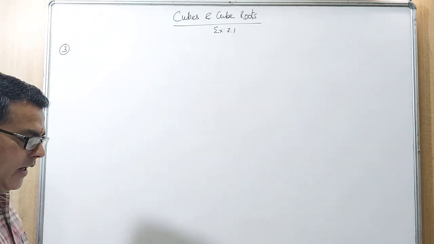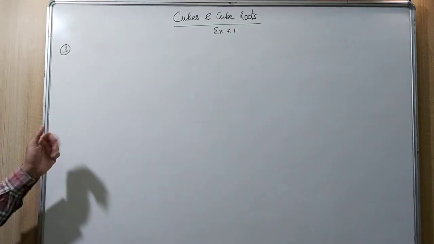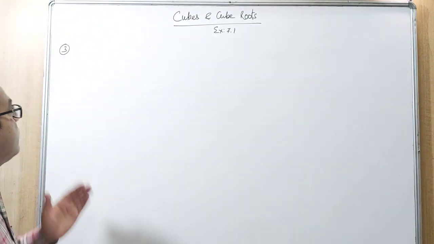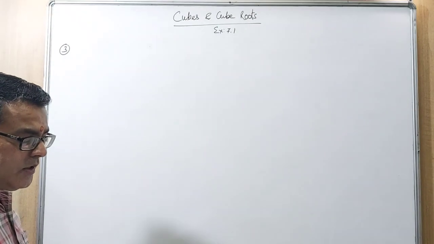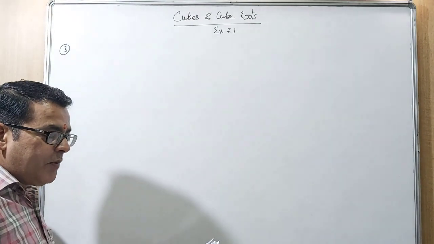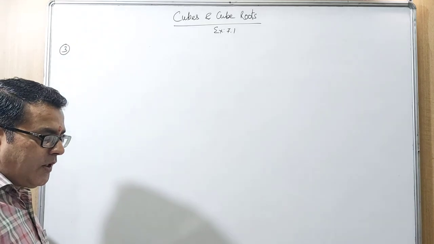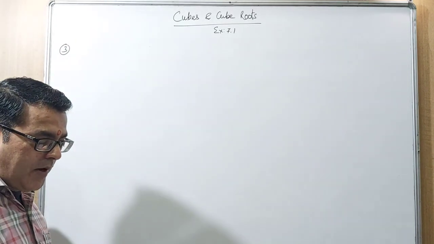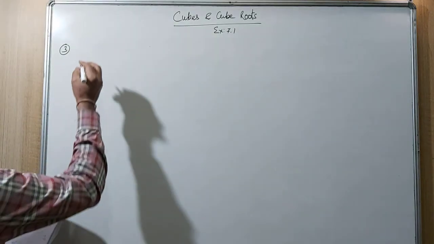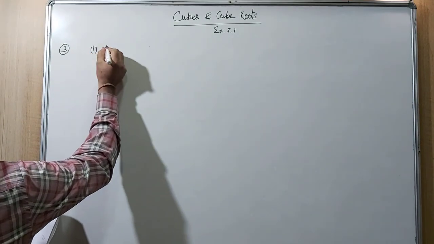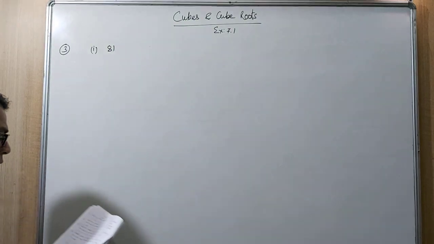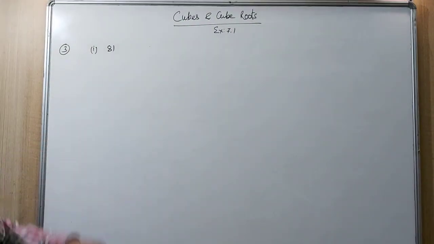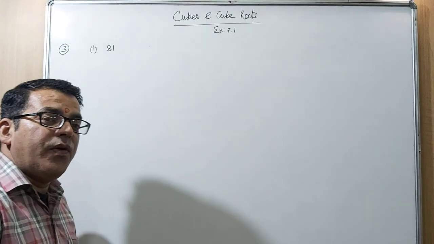I will handle it. Now see, I am starting today's class with question number 3. The question is, find the smallest number by which each of the following numbers must be divided to obtain a perfect cube. So I am solving the first part here. The question is, by which smallest number should we divide this 81 to make it a perfect cube?